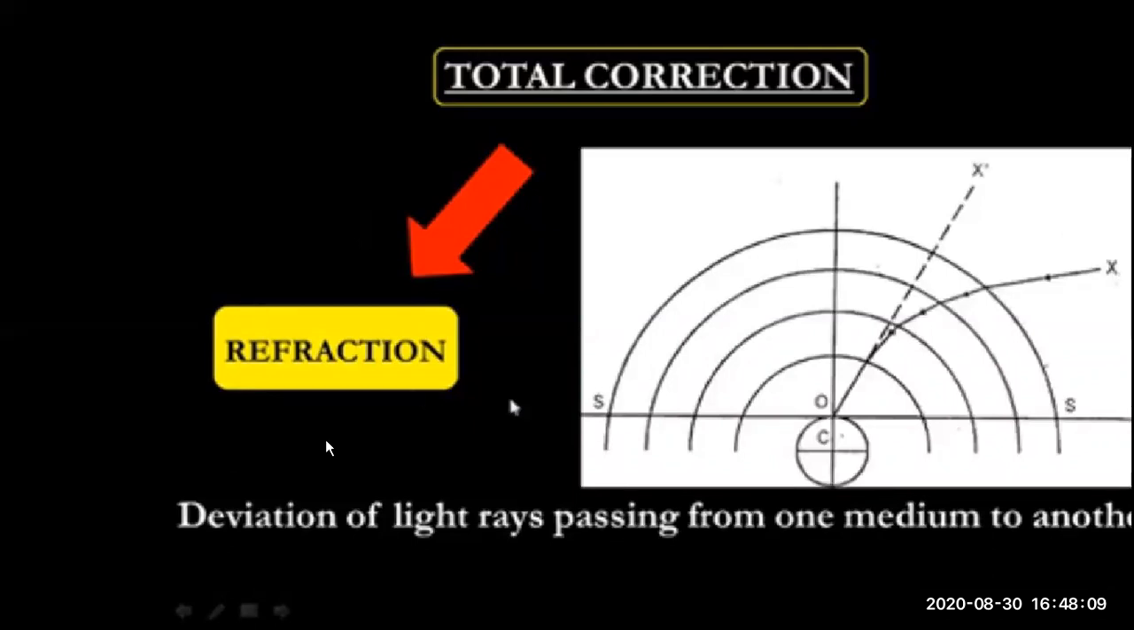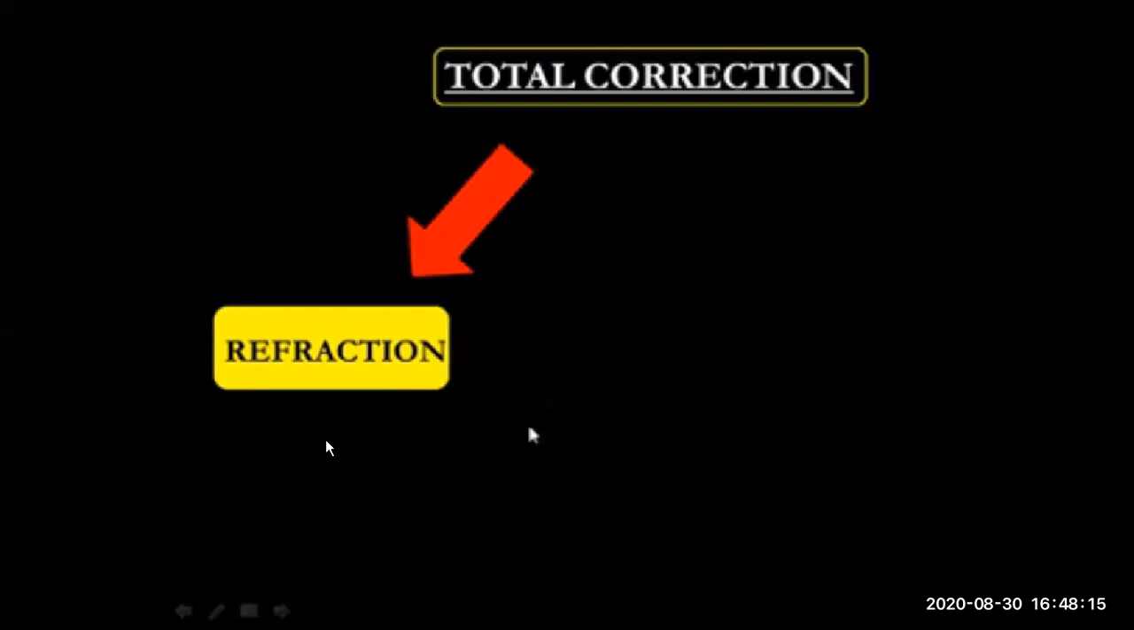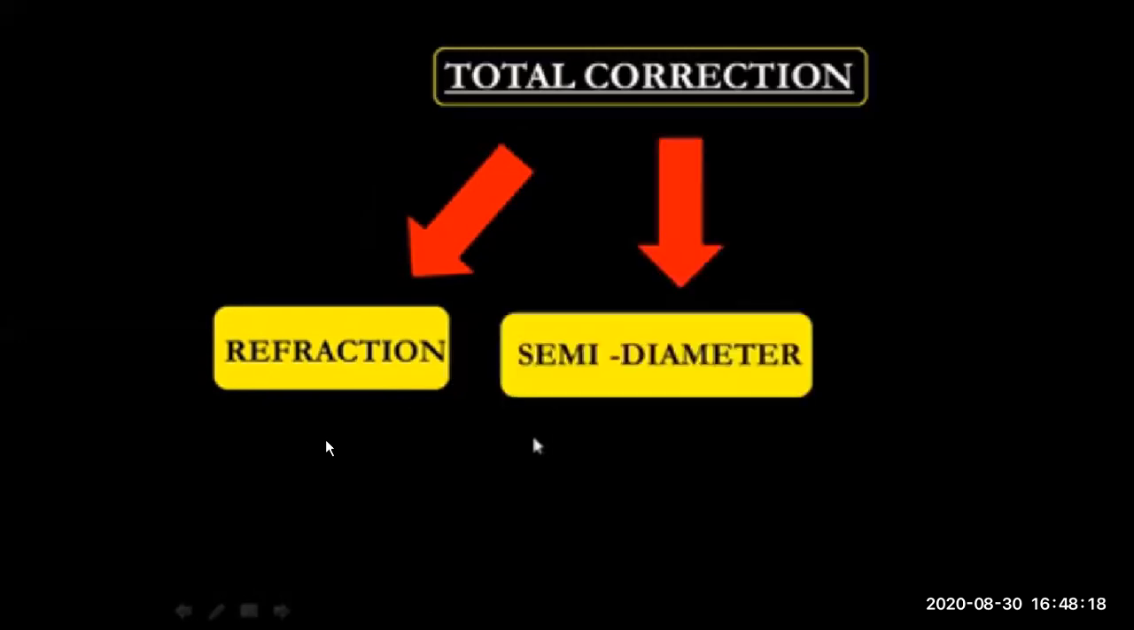This is an error because of reflection. So this reflection error is included in the total correction. Now let us see another correction, which is called the correction for the semi diameter.